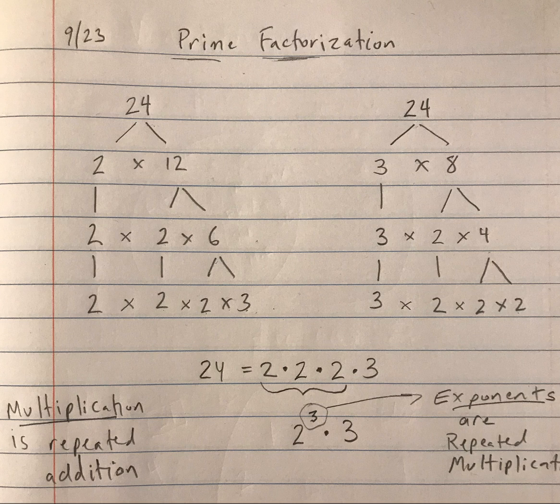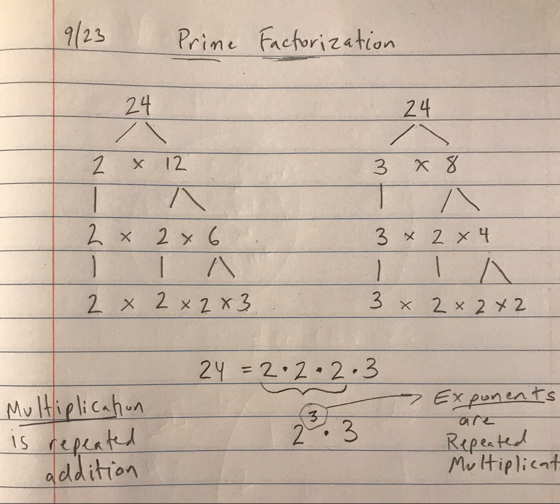I'm going to talk about prime factorization. So prime factorization is where we take a number and we break it down into a product of just prime numbers. So on the screen you see two factor trees for 24.